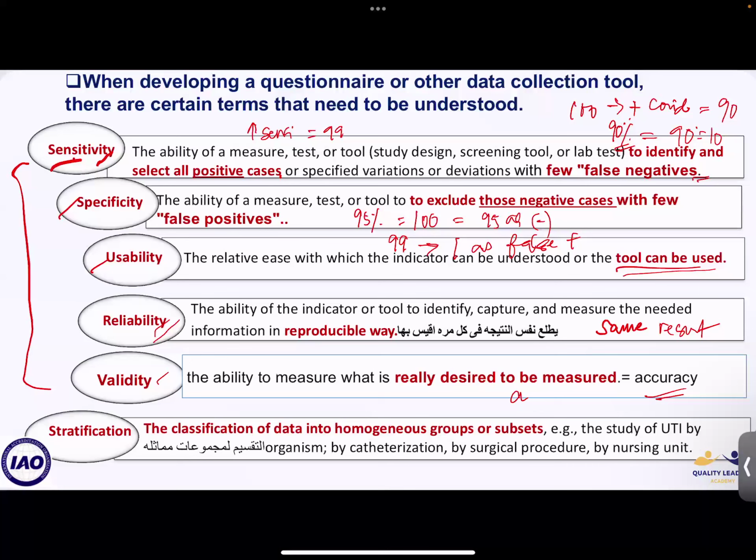The classification of data into homogeneous groups or subsets. For example, the study of the UTI by organisms, by catheterization, by surgical procedure, by nursing unit. So that is all about the different components of developing a questionnaire. Okay. Any question?